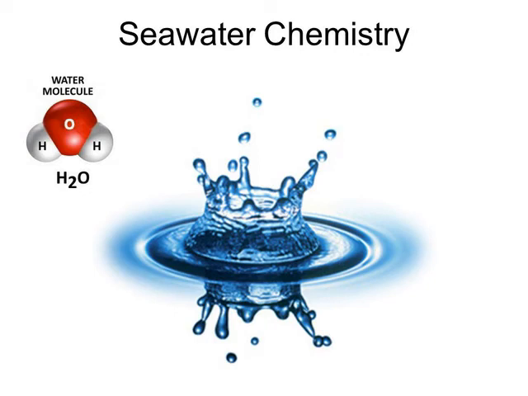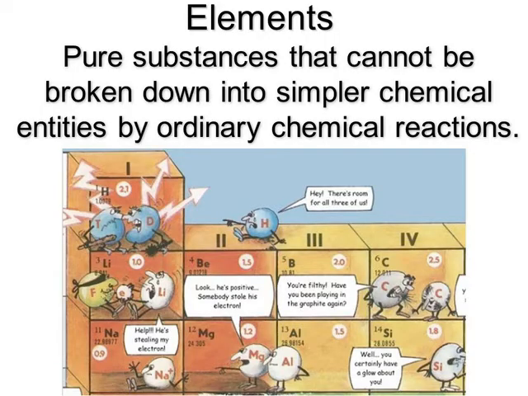Alright, so let's talk about seawater chemistry now. Seawater chemistry is... everything on Earth is made up of elements. Elements are the most basic form of a chemical that you can have, and a chemical can no longer be broken down if it's an element.